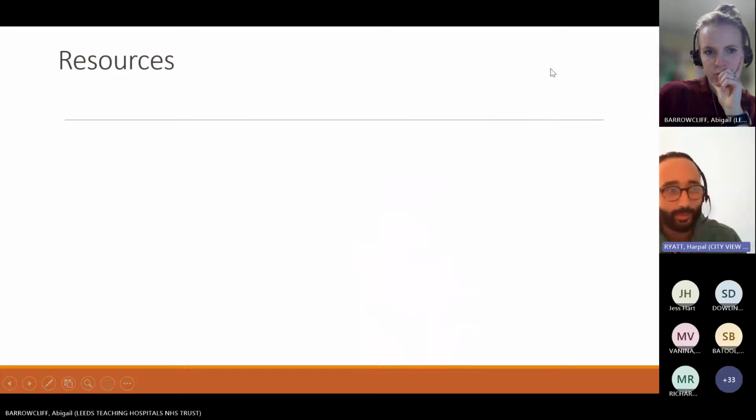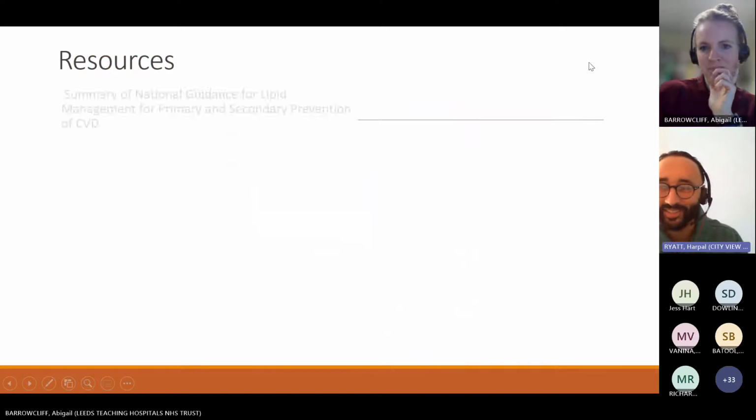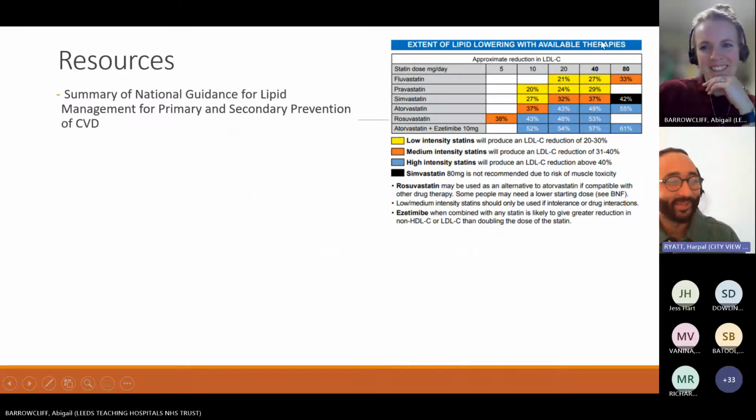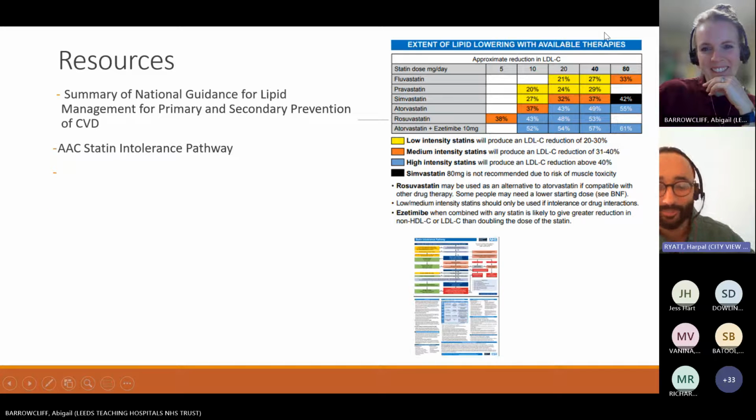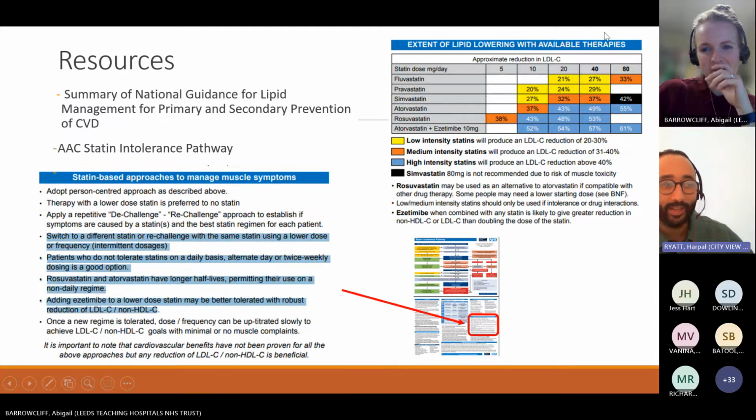So what resources can we use? It's got one of those animations, obviously you might have to keep clicking. Resources, as mentioned previously, you've got the national guidance. The top right there, on the second page, as Abi mentioned earlier, you've got each statin and the approximate LDL reductions that can be achieved by each statin. On the bottom row there, you can see when you add in ezetimibe, you can get roughly a bigger decrease in your LDL as opposed to doubling your statin dose. So it's just something to be aware of.